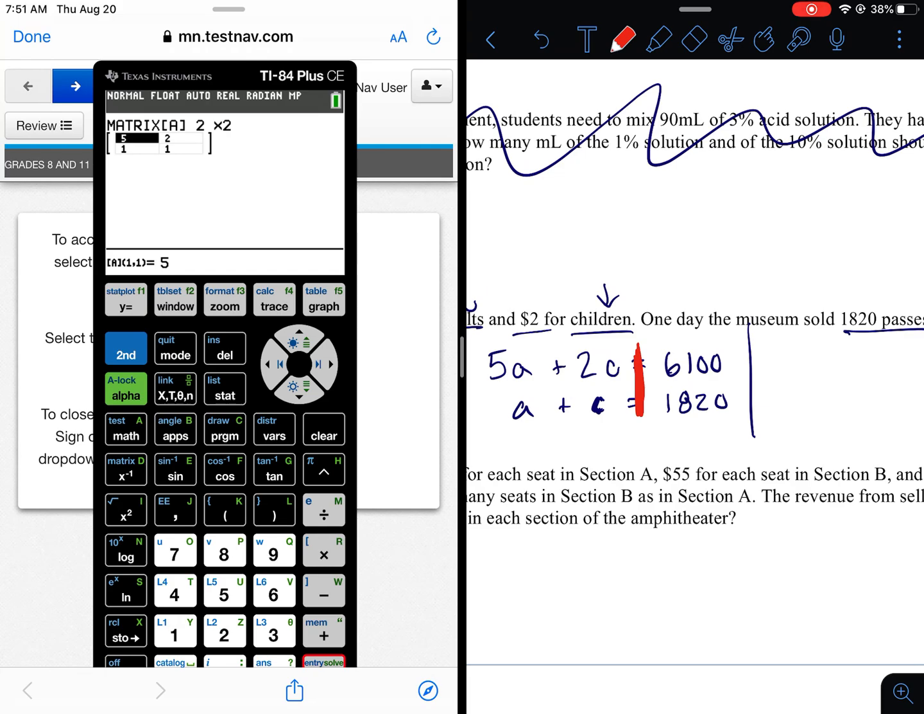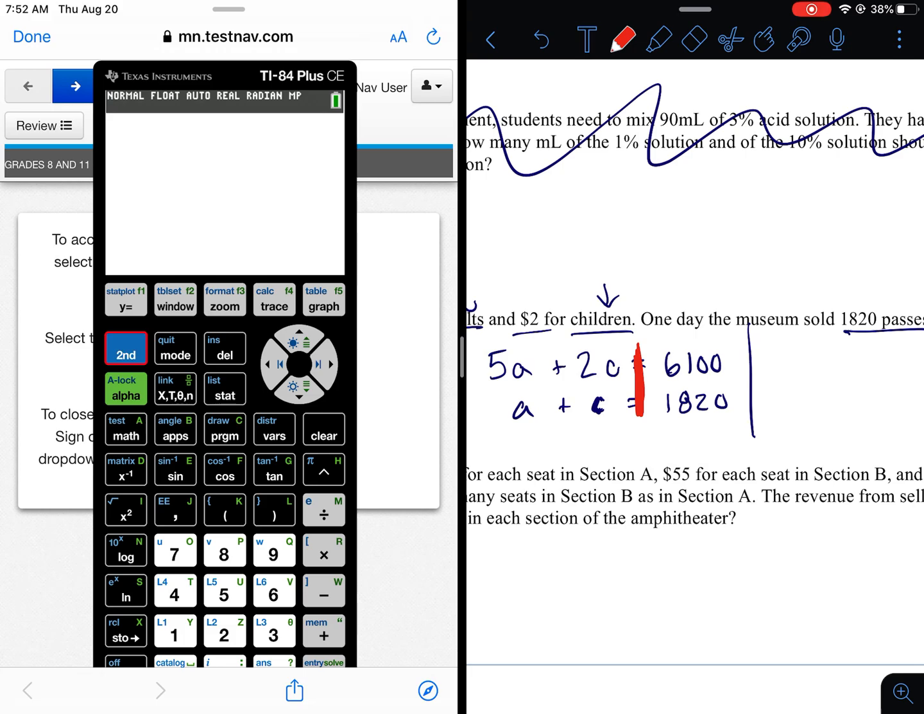Okay. Now we're going to do the answer one. So we go to second matrix again, edit. Now we don't need a 3x1 because we don't have 3 answers. We need a 2x1 because there's only 2 answers. And we have 6,100 and 1,820. There you go. We're good. Okay. We can quit, go back to the home screen.